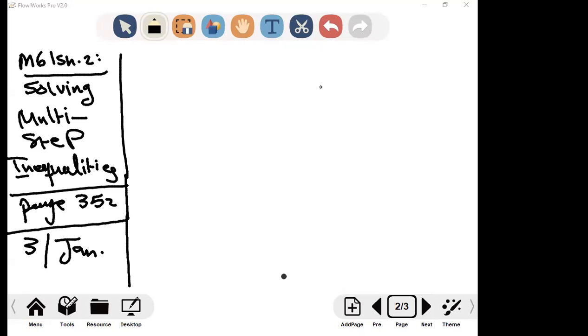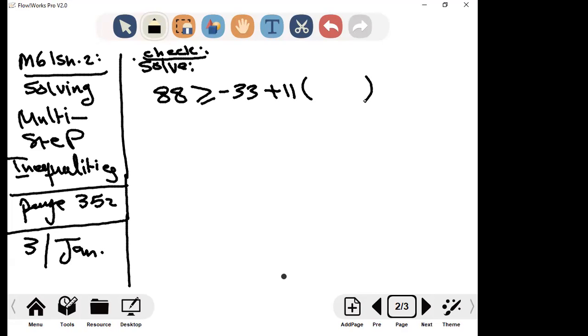Yes. Now, we are on the check of example 3. We have to solve, use your copy book, guys, if you don't have a space. This is the check after example 3, right? Solve 88 more than or equal to negative 33 plus 11 multiplied by parentheses. Inside it, we have x plus 8, right?